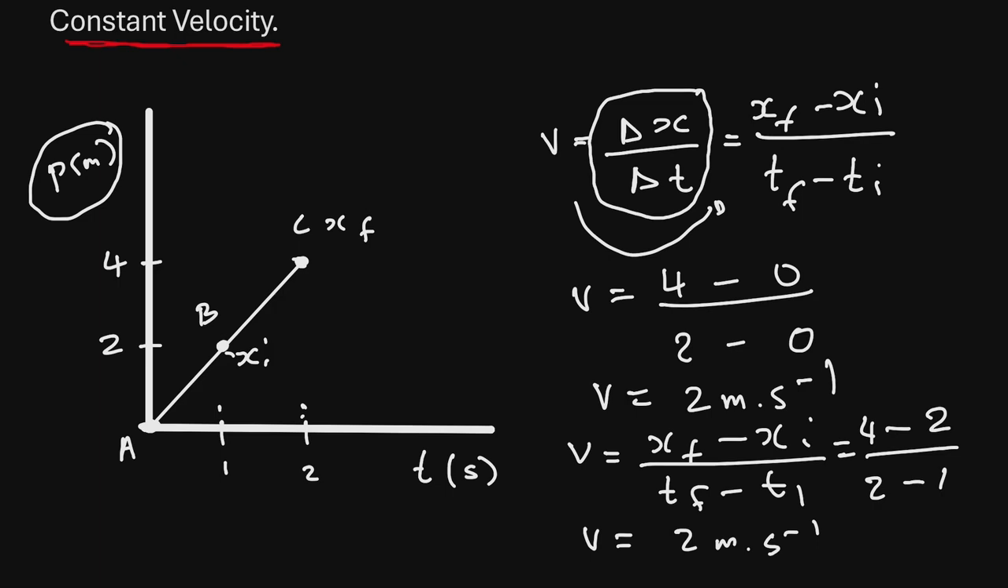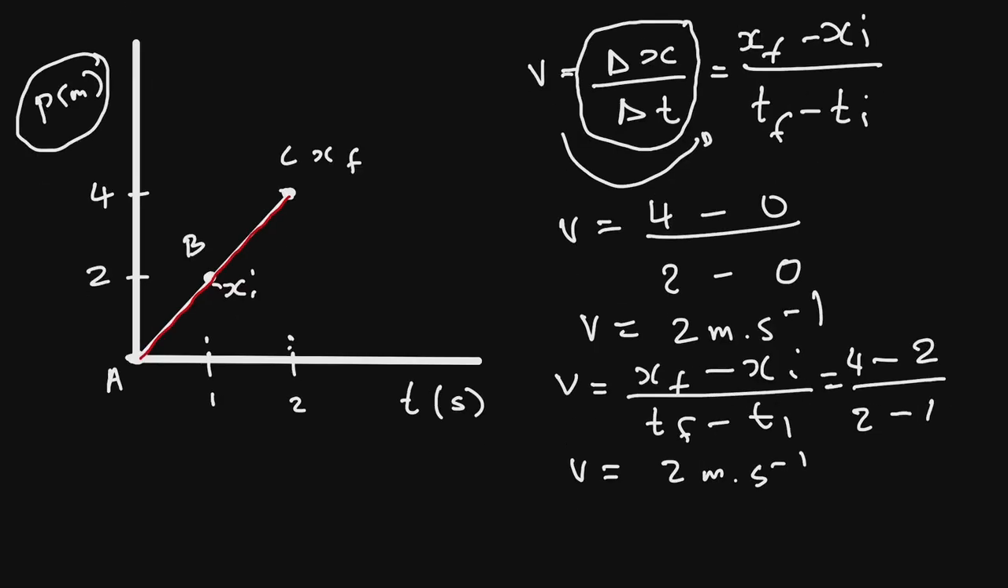So if we have a constant velocity, we are going to see a straight line in a position time graph. And from this straight line, for us to calculate the velocity, we can just use the gradient of the straight line. So now, let us look at what? At a velocity time graph of a constant velocity.